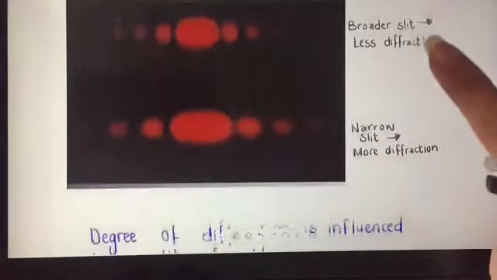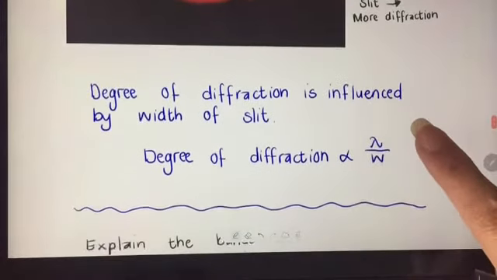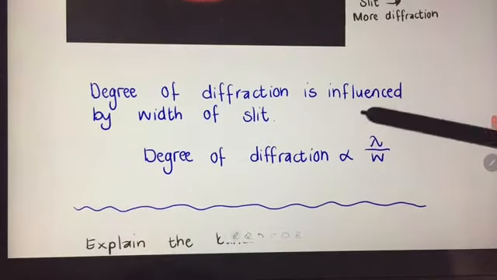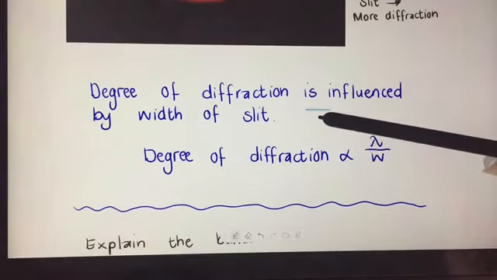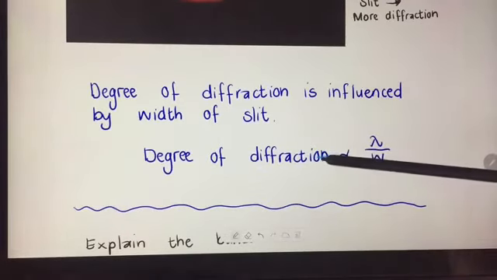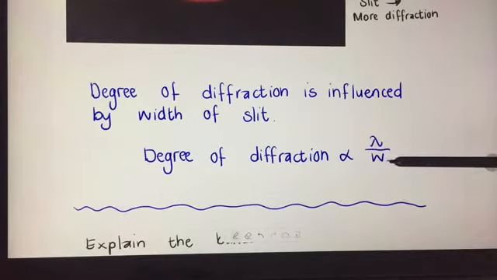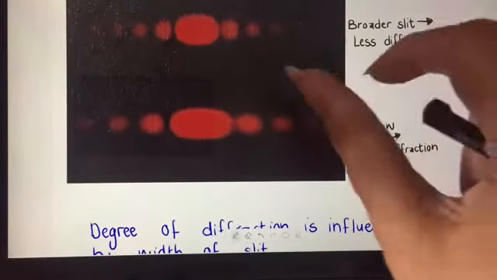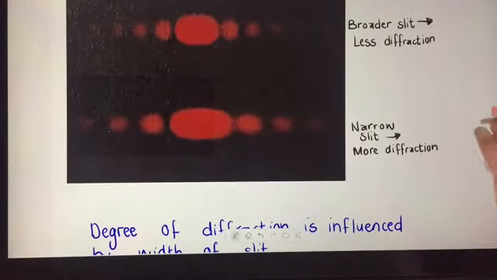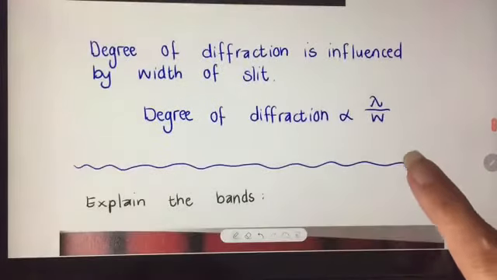This should also make sense because we have already said that the degree of diffraction depends on the width of the slit, and that the degree of diffraction is inversely proportional to the width of the slit. That is why a broader slit will have less diffraction and a narrower slit will have more diffraction.